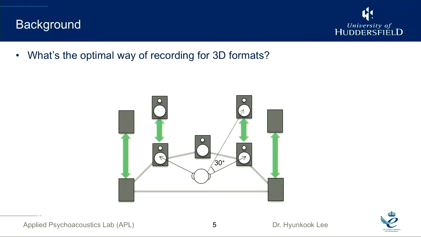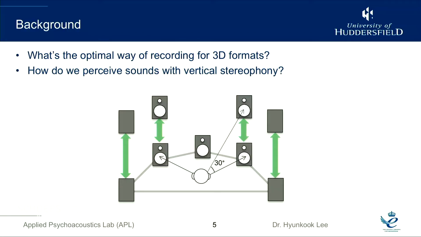So, question: what is the optimal way of recording for 3D audio formats? We know pretty well how to create a good sounding stereo recording, but can we apply the same techniques for 3D recording? The fundamental question is, how do we perceive sound vertically with added speakers?